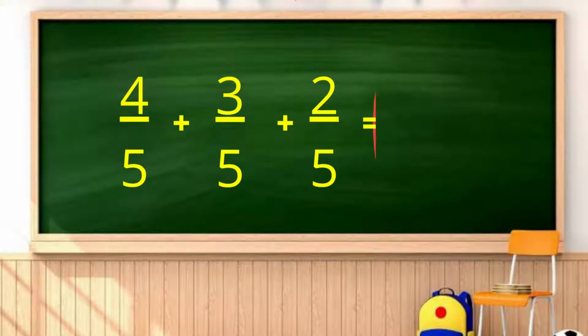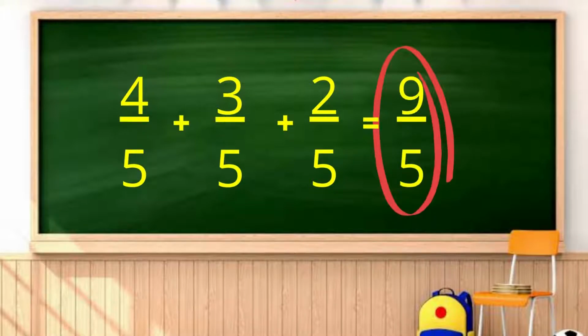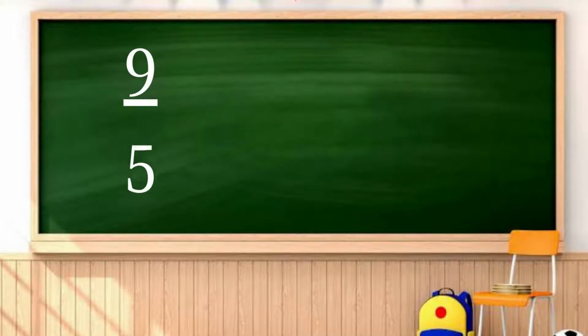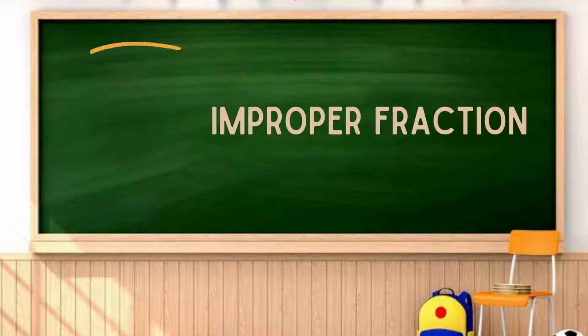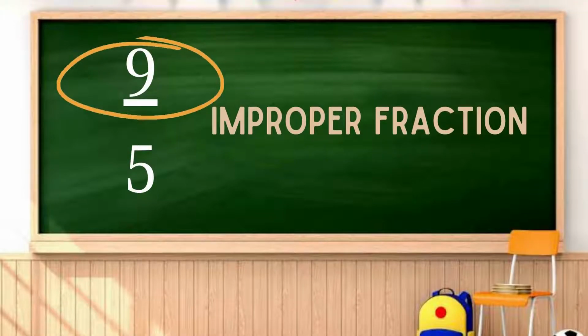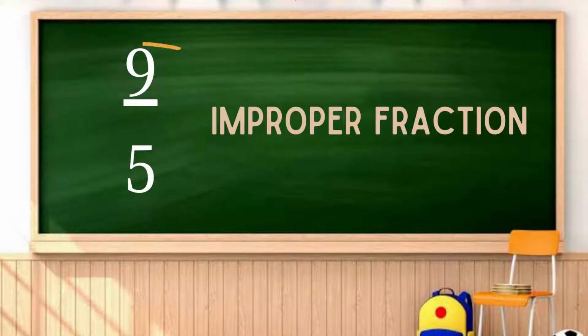So when you add 4, 3, and 2, you will get 9. Then copy the common denominator, which is 5. So the answer is 9/5. Look at your answer. What kind of fraction is it? Yes, it is an improper fraction, because the numerator is bigger than its denominator.